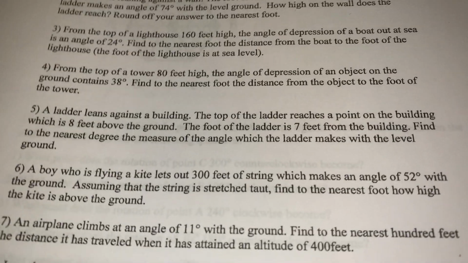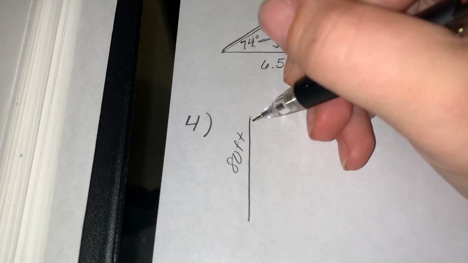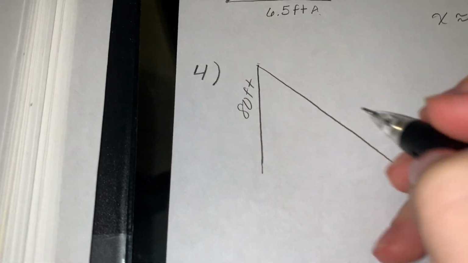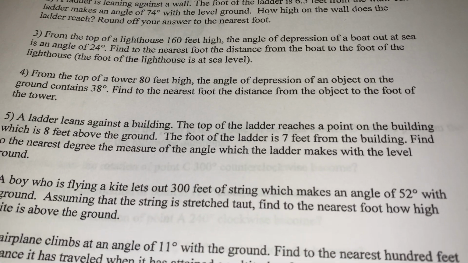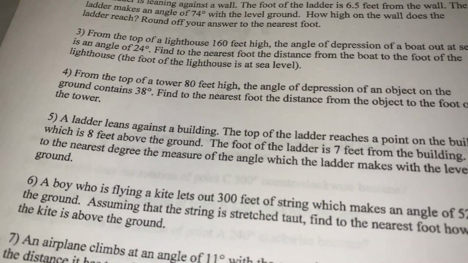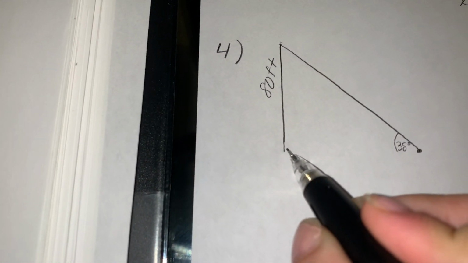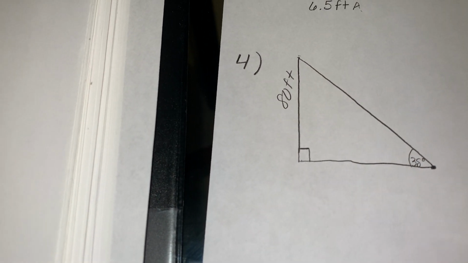Keep going with number 4. The angle of depression. Depression means that I'm going to have an angle that's going downwards. Okay? So I'm going to have an angle that goes down. And it says of an object on the ground. So here's my object on the ground. And it says that my angle of depression is 38 degrees. So this is 38 degrees. And you can already tell this kind of already looks like a right triangle. So let me finish it off. This is the ground anyways.